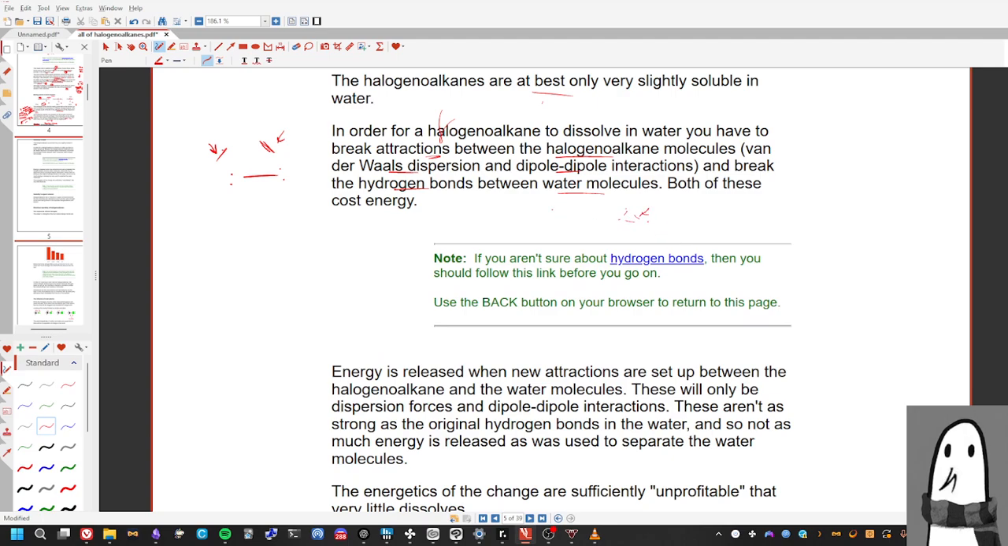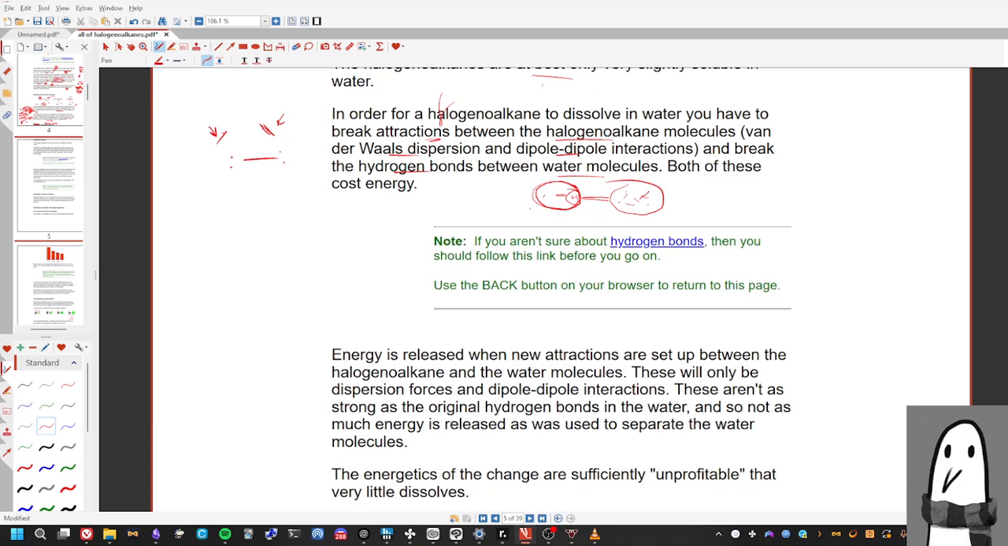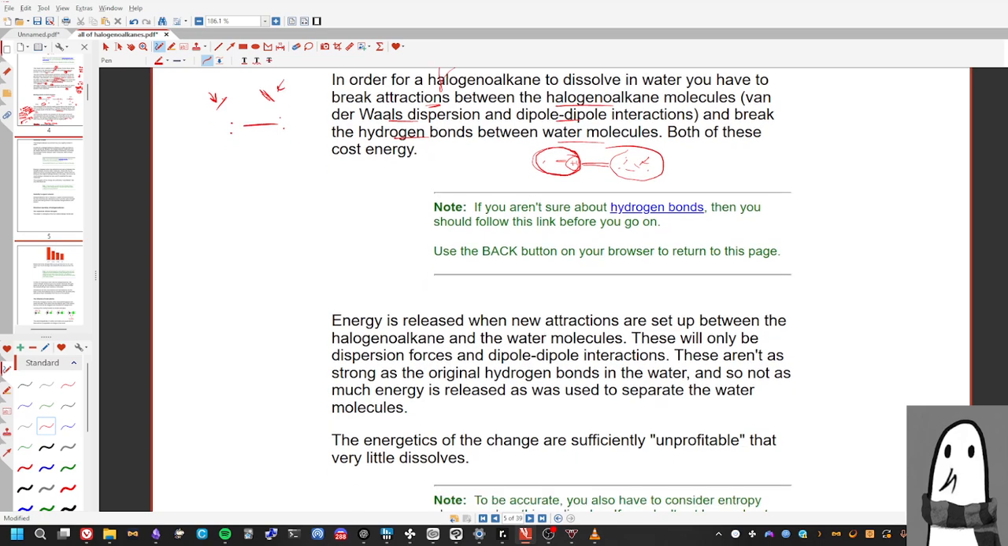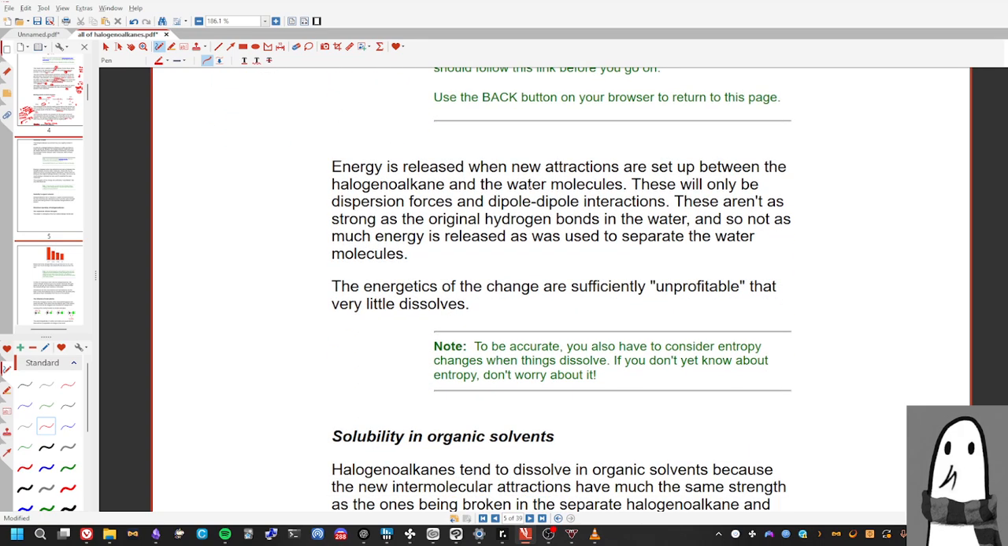Because water can form hydrogen bonds with each other. So you have to break those, and you have to break the attractions between the alkyl group and the halide, if you want the entire halogenoalkane to be dissolving with the water. Breaking both of them costs energy. Now, energy will be released, of course, when new attractions are set up between the halogenoalkane and water molecule.